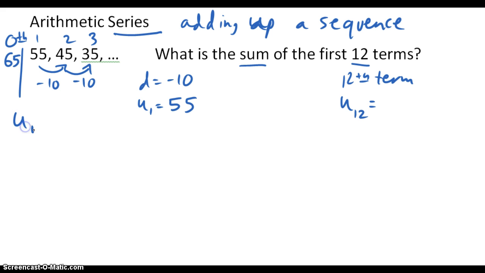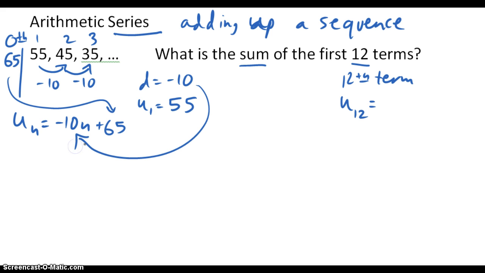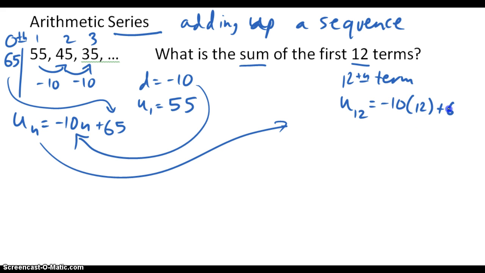And so that means the general term is going to be D, negative 10 times n, and then plus the 0th term, 65, okay? That's where that comes from. All right, so that's the general term. We can find then the 12th term by plugging 12 in for n here, okay? So we have negative 10 times 12 plus 65, right? So that's negative 120 plus 65, so that is negative 55.